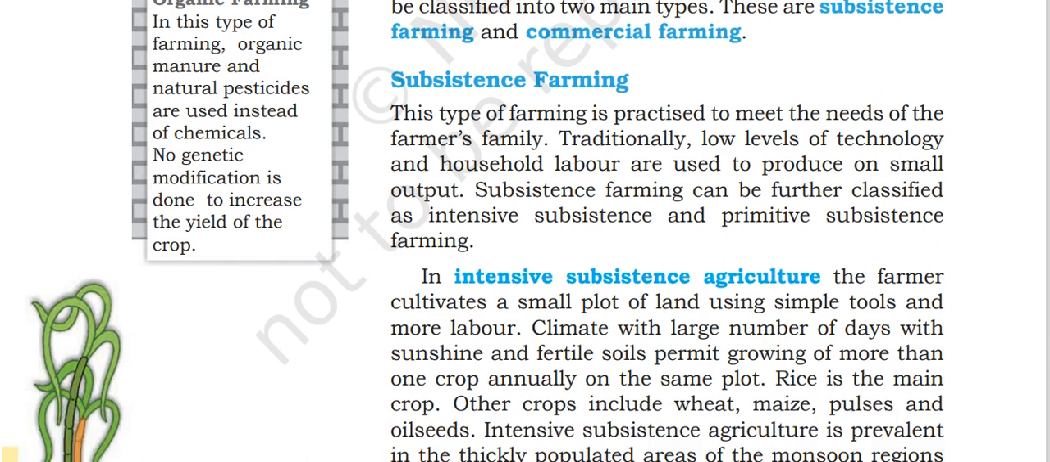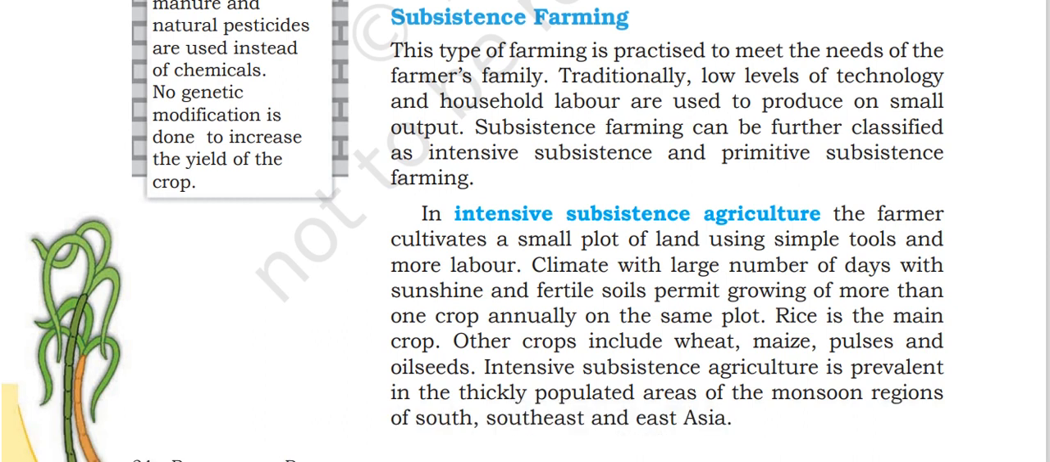In intensive subsistence agriculture, the farmer cultivates a small plot of land using simple tools and more labor. The monsoon type climate with a large number of days with sunshine and fertile soil permit growing of more than one crop annually on the same plot. Rice is the main crop. Other crops include wheat, maize, pulses and oilseeds. Intensive subsistence agriculture is prevalent in the thickly populated areas of the monsoon region of Southeast Asia and East Asia.